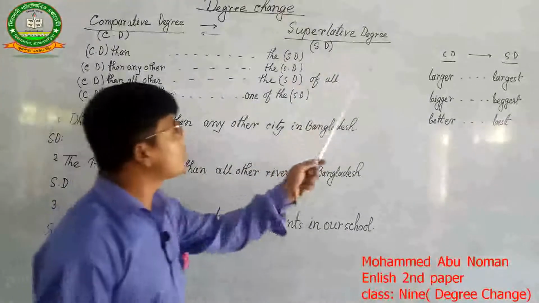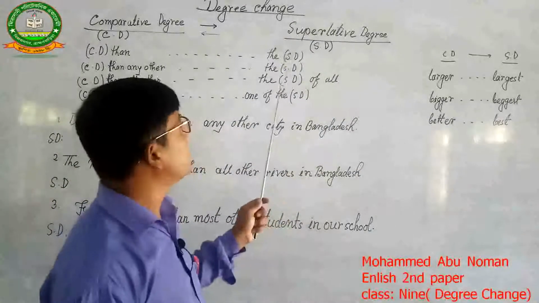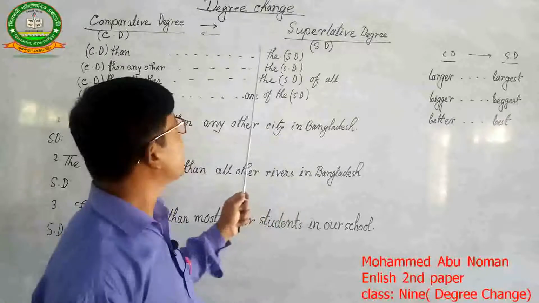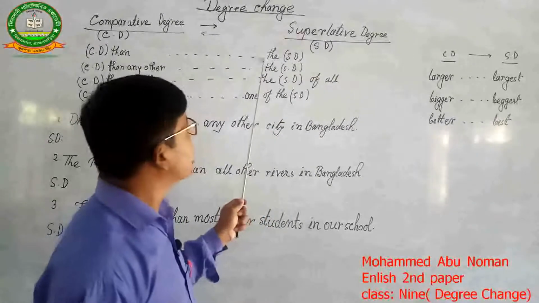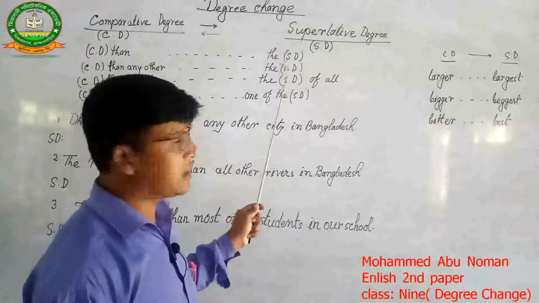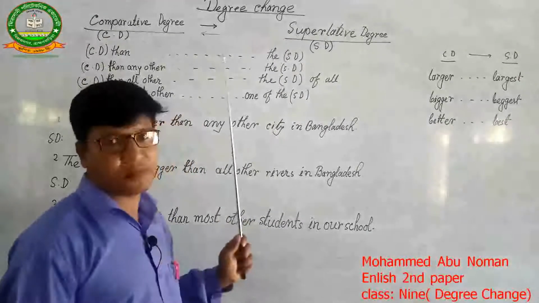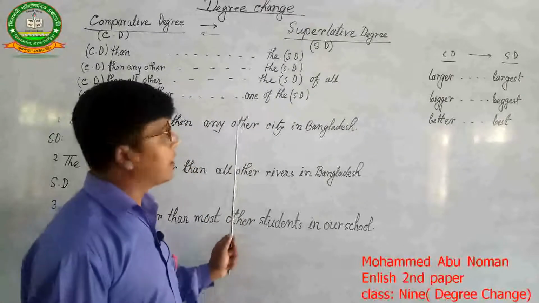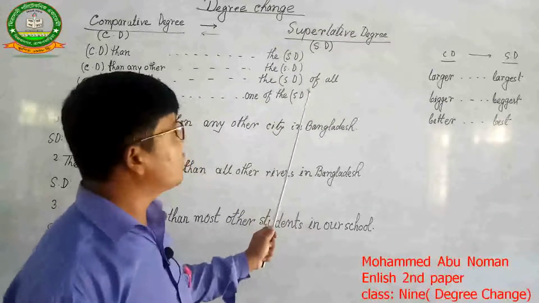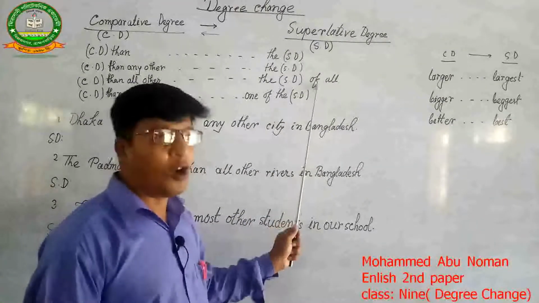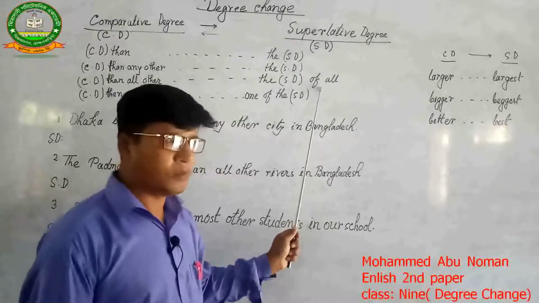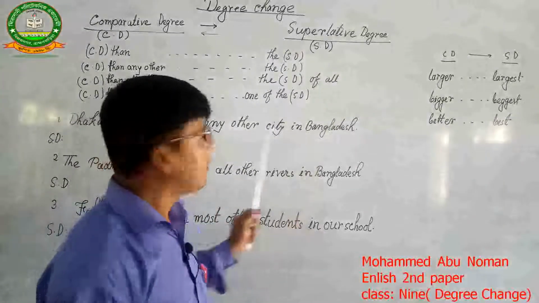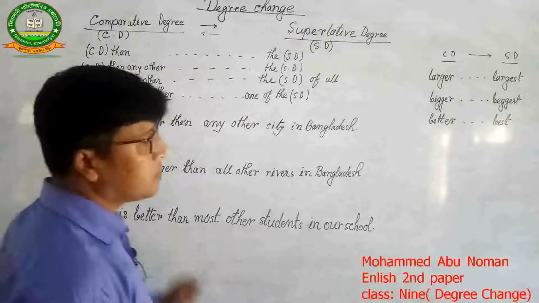And here are some signs of the superlative degree. Before the superlative form, we have to use "the". "The" must be used before the superlative degree, or "one of the". Two signs here: the article "the" or "one of the". And after the superlative form, you may find "of all". These are the superlative form signs, or these are the comparative form signs.